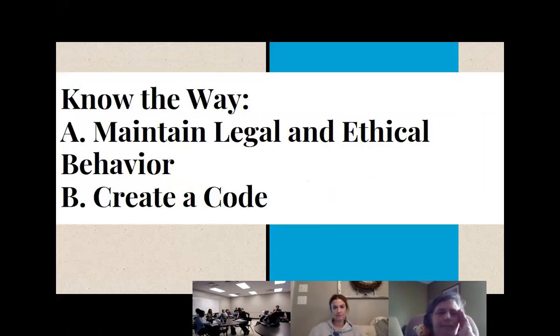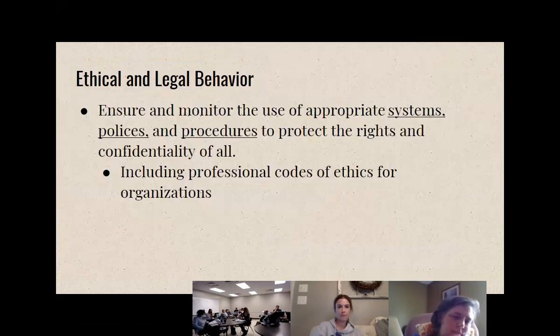So what do ethical leaders do? Well, of course, they maintain legal and ethical behavior. And secondly, they create a code of ethics. Ethical and legal behavior. So this basically means that we monitor and use an appropriate system of policies and procedures to protect the rights and confidentiality of all. Same thing with legal, but let's think of what systems we have in place that we need to follow in education to be an ethical leader. What do we need to follow?